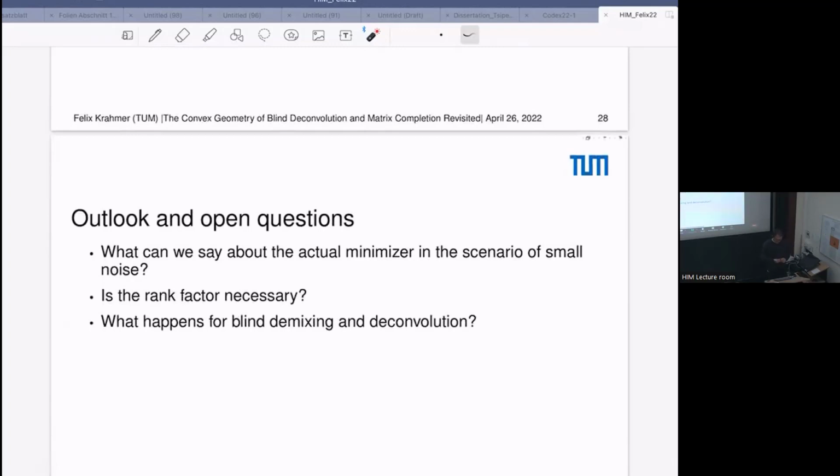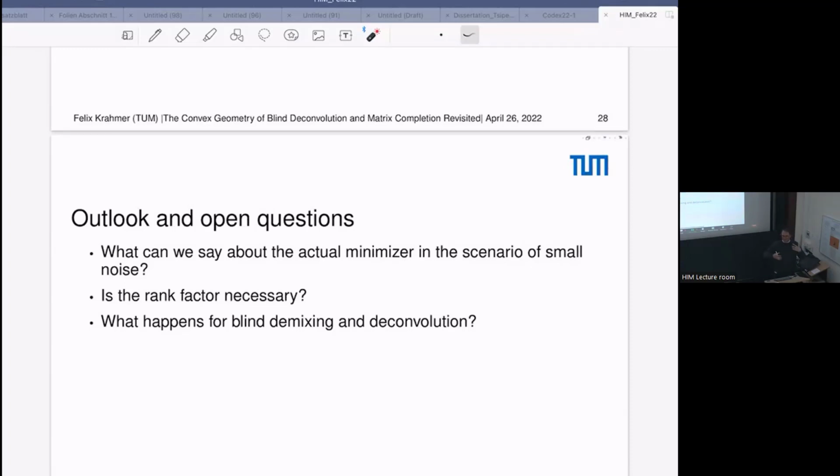So first of all, what can we say about the actual minimizer in the scenario of small noise? Because we said that we know that there's an alternative solution, and I think that's basically how all these proofs work, because we would say basically all alternative solutions would either have a larger nuclear norm or would be very close to the true solution. So this is not the case. If there are multiple alternative solutions, looking at the true minimizer seems much more difficult, and it would be very interesting to see if this true minimizer actually is close to the true solution or not.